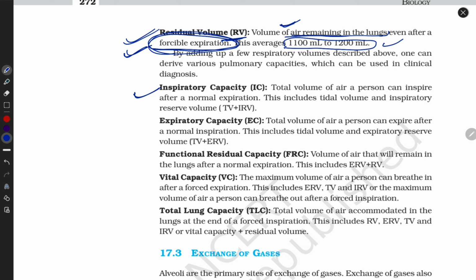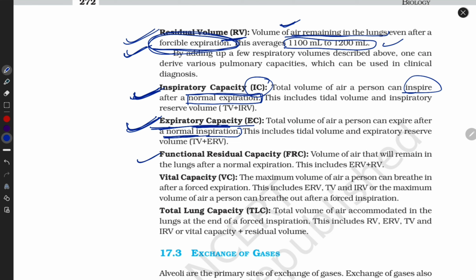Now inspiratory capacity, what is the IC? This is if we normally exhale and then inspire, this volume is the inspiratory capacity. And what is expiratory capacity? This is the volume if we inspire normally, take a normal breath, and then expire some air. This is the volume of expiratory capacity.